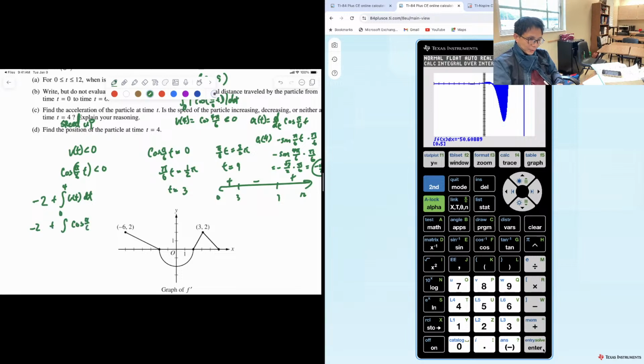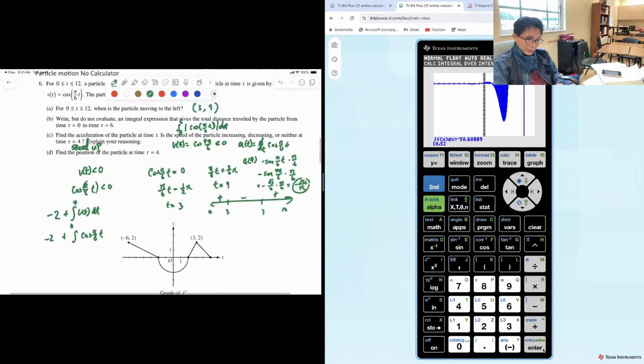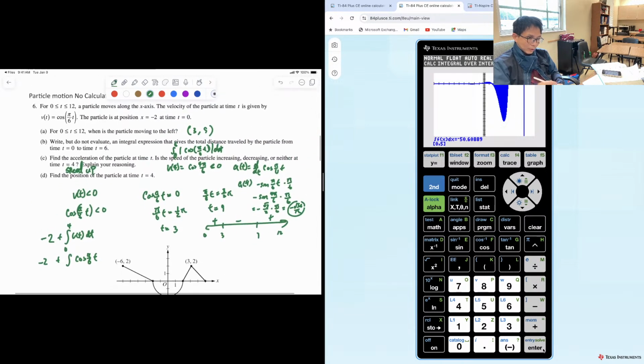Cosine of pi over 6t, right? Now, between 0 to 4, we have to do u substitution. What is u? Pi over 6t. Did you guys do u substitution? No. You have to. You can't just look at it.